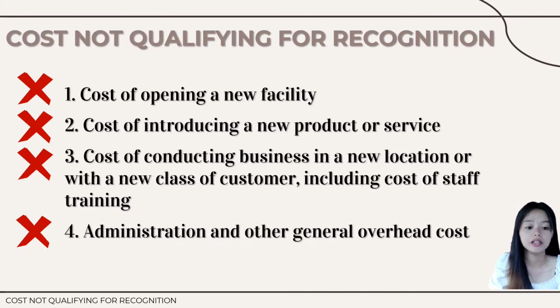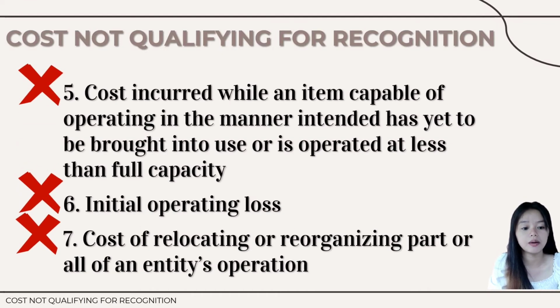And then, any administrative and other general overhead costs, which is usually forms part of your expenses. Like, for example po, sa mga manufacturing type of business. And then, costs incurred while an item capable of operating in the manner intended has yet to be brought into use or is operated at less than full capacity. And then, initial operating loss and cost of relocating or reorganizing part of all of an entity's operation.